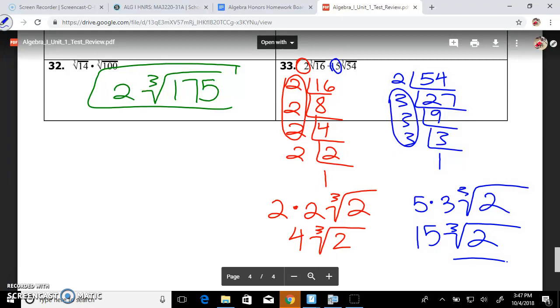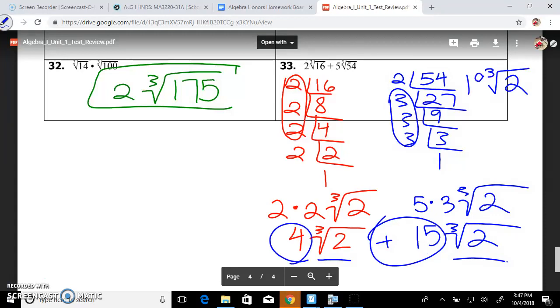They have like radicands, and we are adding them together. So our answer is going to be the cube root of 2. We add the coefficients. 4 plus 15 gives us 19 cube root of 2.